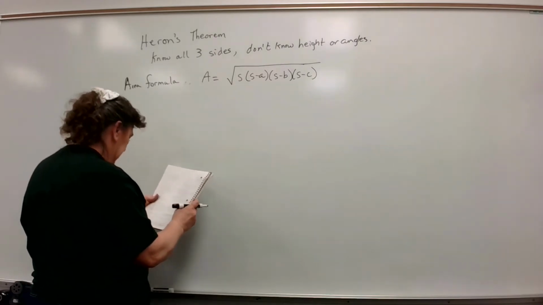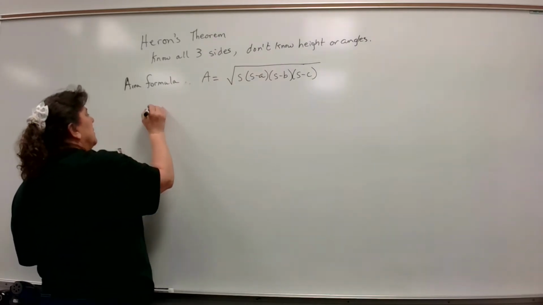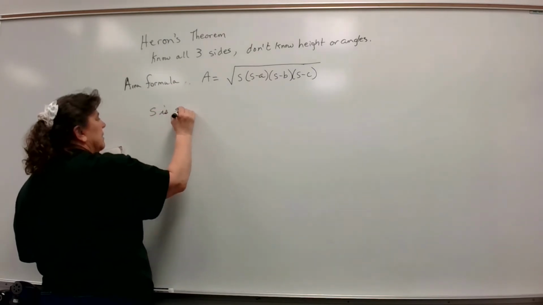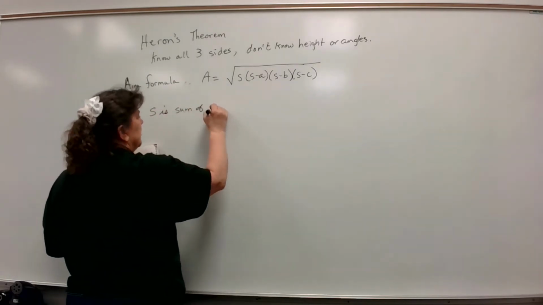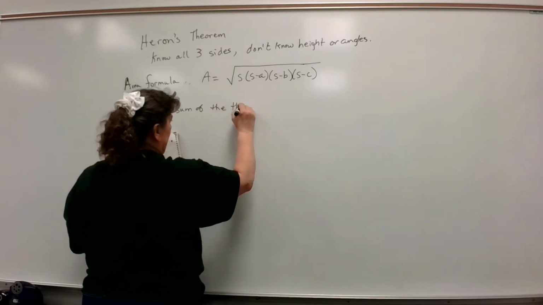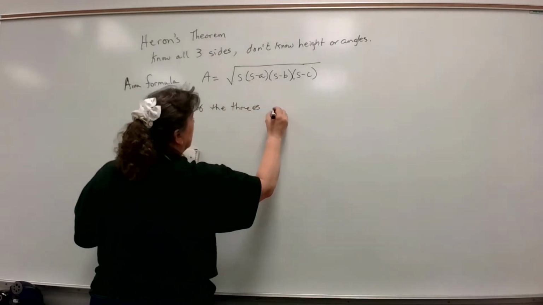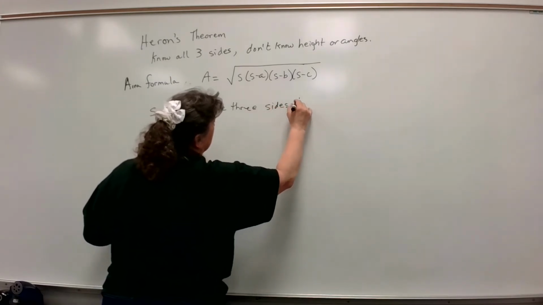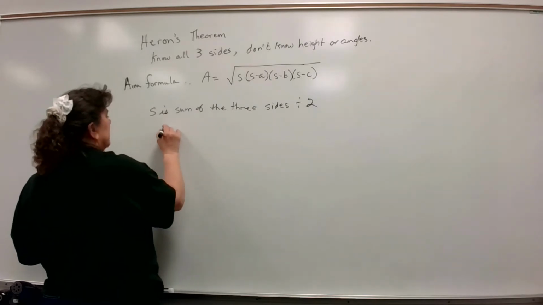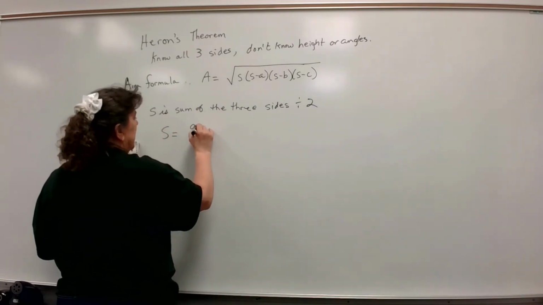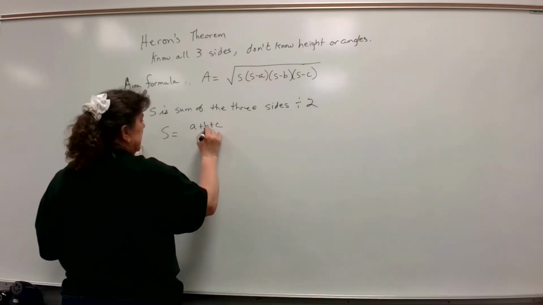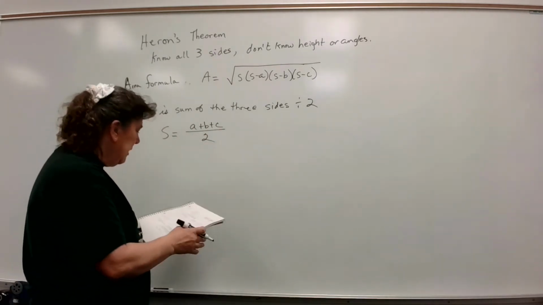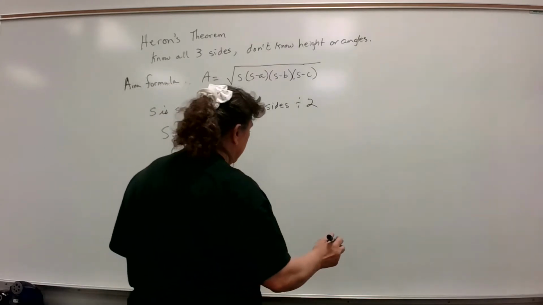And S is the sum of the 3 sides divided by 2. So S equals A plus B plus C and divided by 2. So let's look at a triangle. Here's an example.